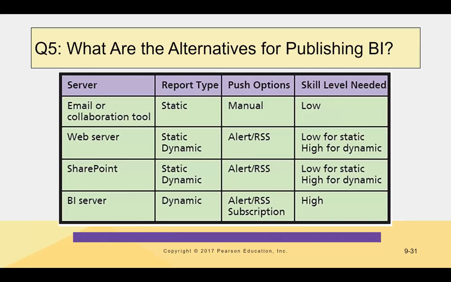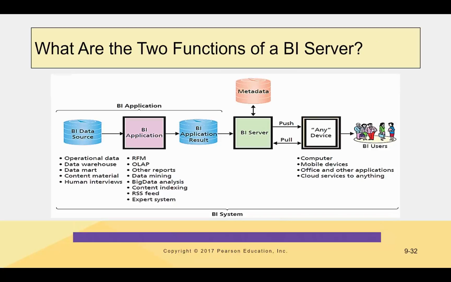The alternatives for publishing business intelligence. You can see what you can do with that right there. Two functions of a BI server. Have applications here. This entire BI system. What does this do to the BI users? Information comes in requested by the BI users.